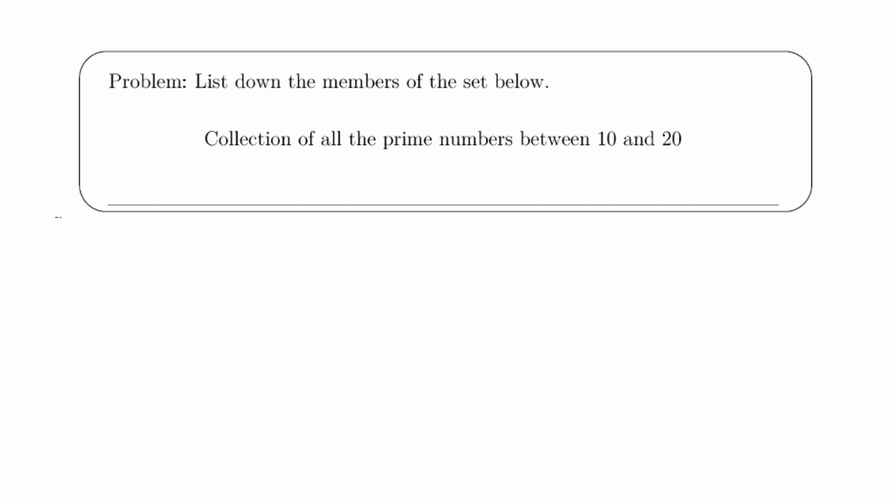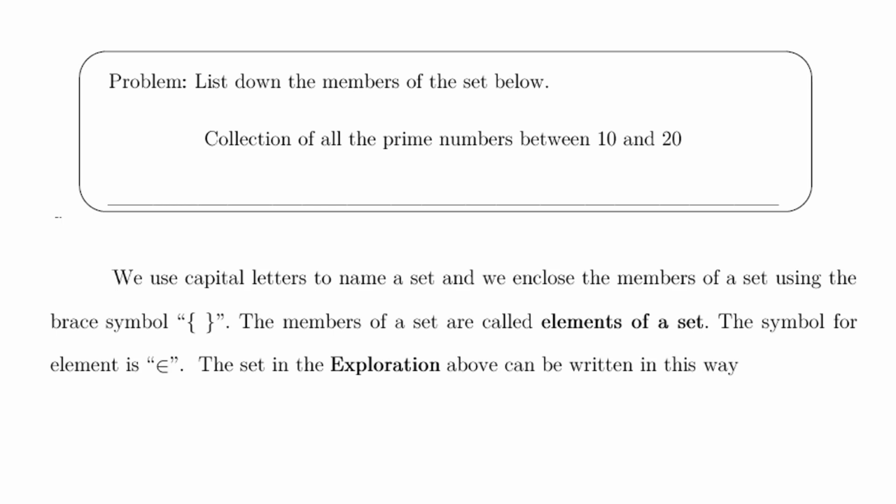So let us consider this problem. List down the members of the set below: collection of all the prime numbers between 10 and 20. What you're going to do is name this in a formal notation in two ways. We use capital letters in naming a set. Then each member of this set shall be enclosed within braces.